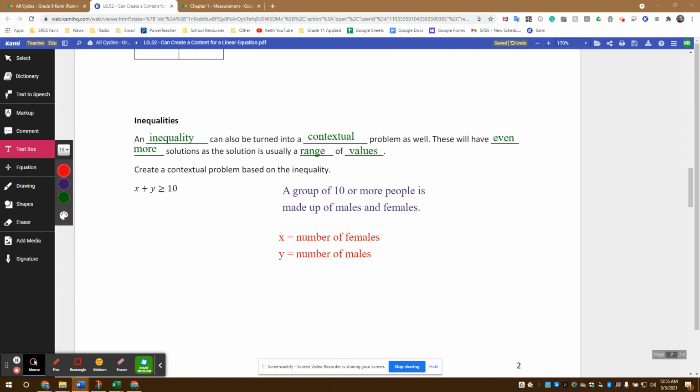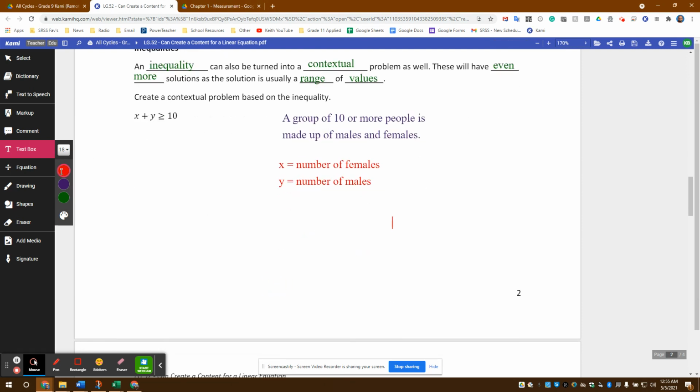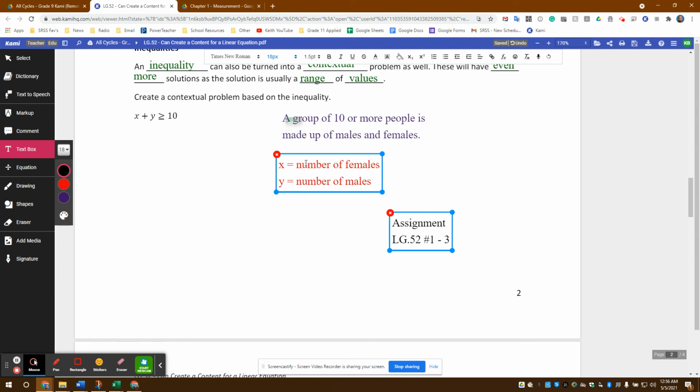So that is the lesson. Your assignment is LG.52, numbers 1 to 3. Again, I'm going to be asking you to define what the variables are and to write a contextual problem that deals with it. This is your contextual problem. And what I didn't do in the lesson, but I'm going to ask you to do as well, is come up with a couple of different values which satisfy it.